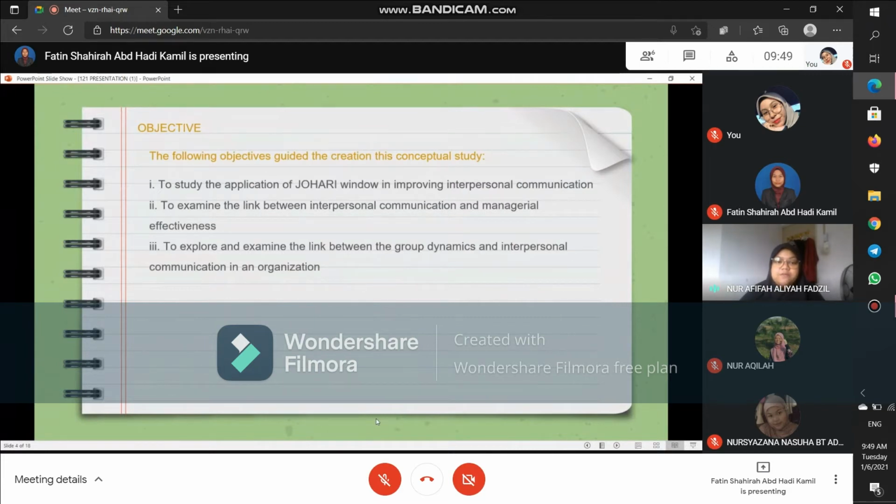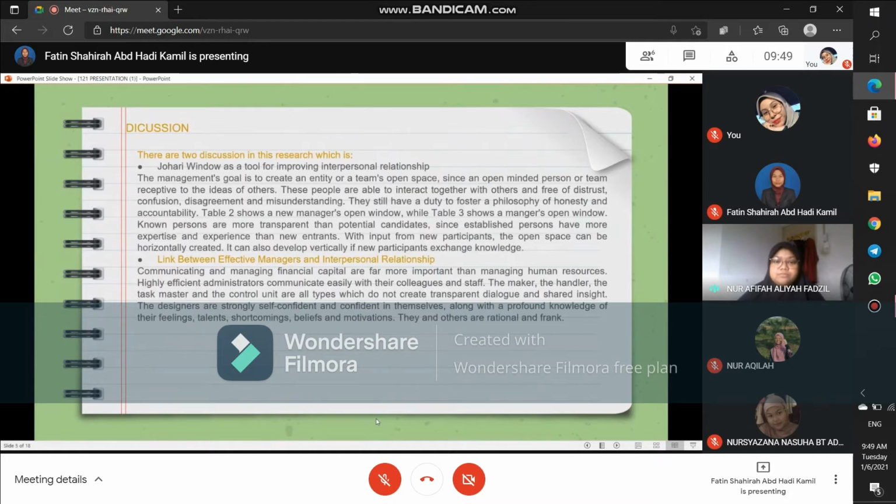Okay, for the objectives, we have three objectives in this article. The first one is to study the application of the Johari window in improving interpersonal communication. Second, to examine the link between interpersonal communication and managerial effectiveness. And the last one, to explore and examine the link between group dynamics and interpersonal communication in an organization. For the discussion, I will pass to Shazana.